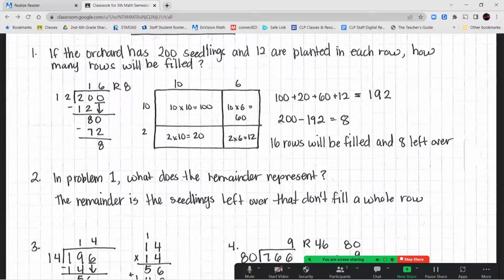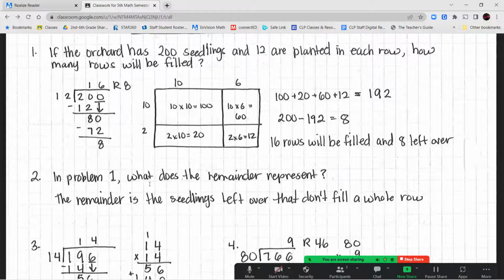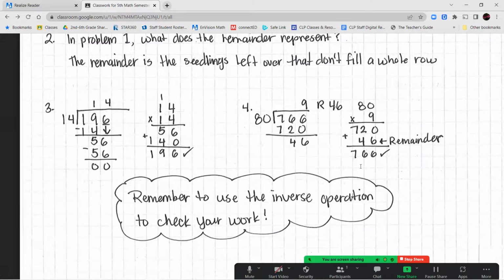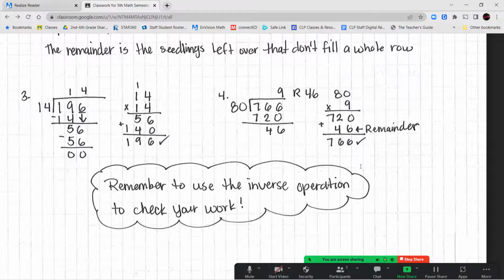Number 2 says, in problem 1, what does the remainder represent? So the remainder is the 8 seedlings that do not fill a whole row.